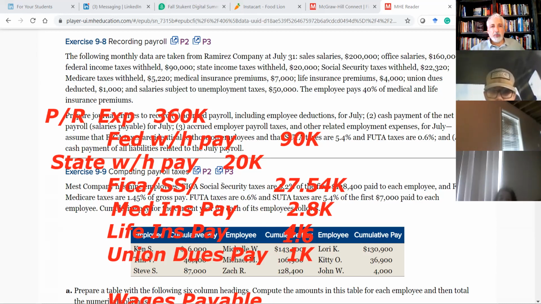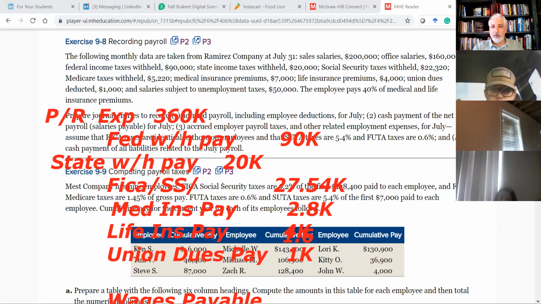Okay, so anything else we have to deduct? And salaries subject to unemployment tax is $50,000. So that's going to be a calculation that we make for the employers, 5.4%, of which state is 5.4 and federal is 0.6. So we have a total of 6%. We'll worry about the employer's portion in a minute.